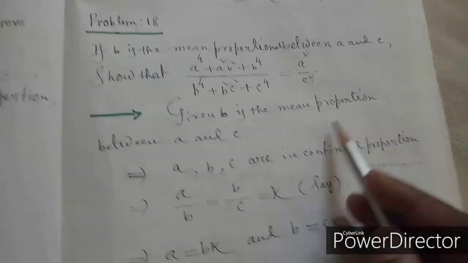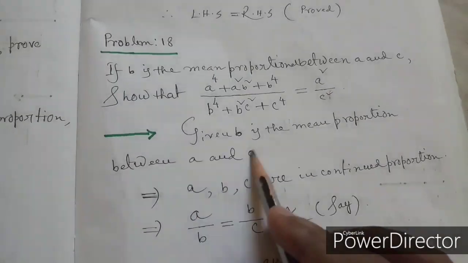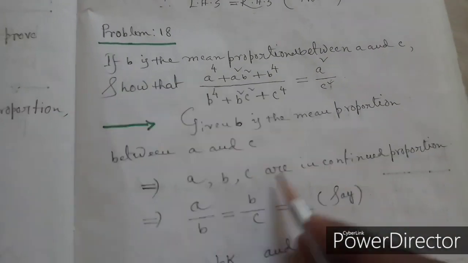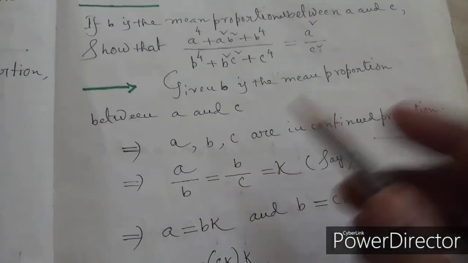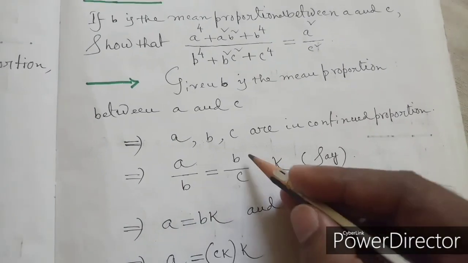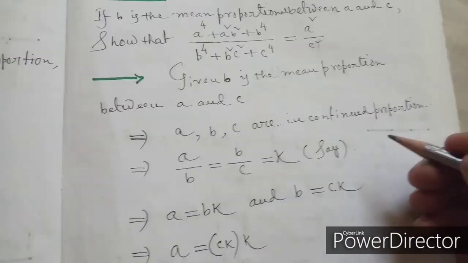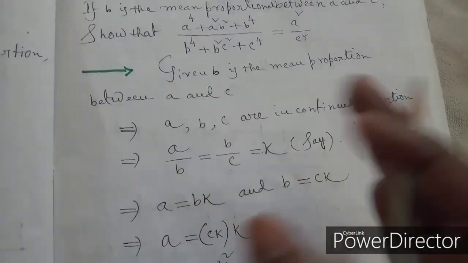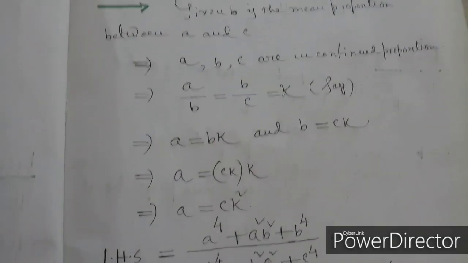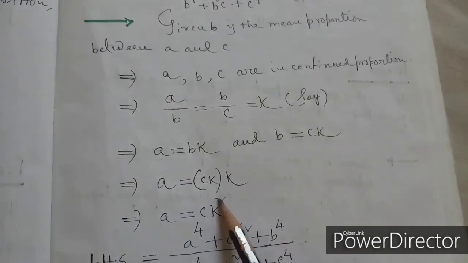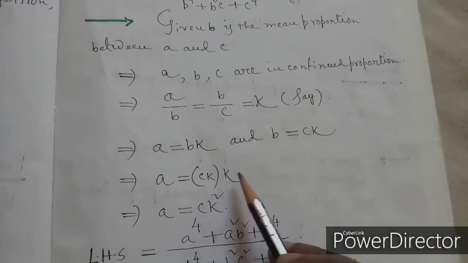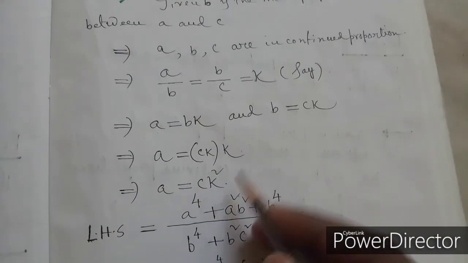Got it? So since b is the mean proportional between a and c, this means that a, b, c are in continued proportion. And since a, b, c are in continued proportion, then a by b equals b by c equals k. It is similar to the previous problem. Okay, so now a equals bk and b equals ck. Now put the value of b here, that is ck. So ck into c, that is a equals ck square.